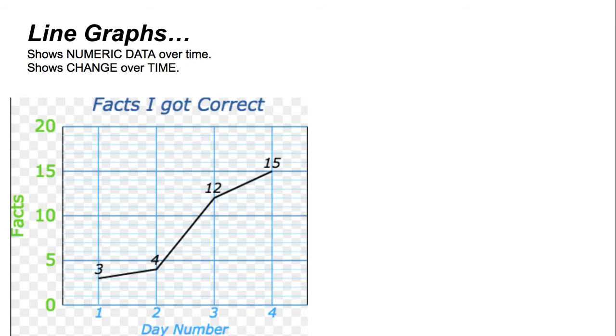Here's an example of a graph similar to the one we're keeping in class. This person is graphing the number of facts they got correct over a 4-day period. And you'll see the number correct is changing. I started on day 1 with only 3 facts correct, but increased to 15 facts correct by day 4. The greatest increase was between day 2 and 3, in which they increased 8 facts.